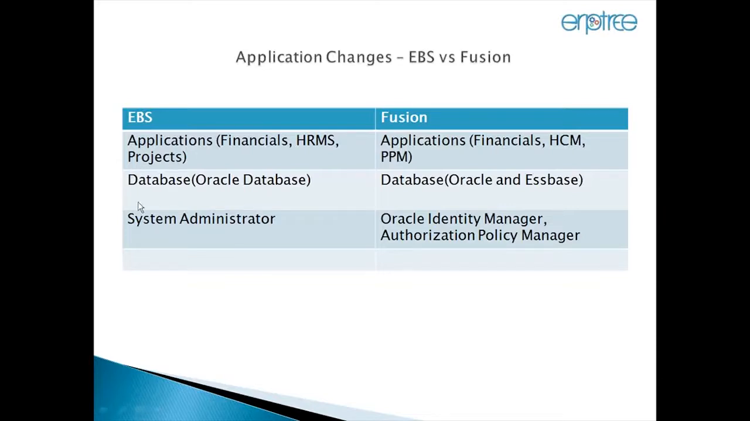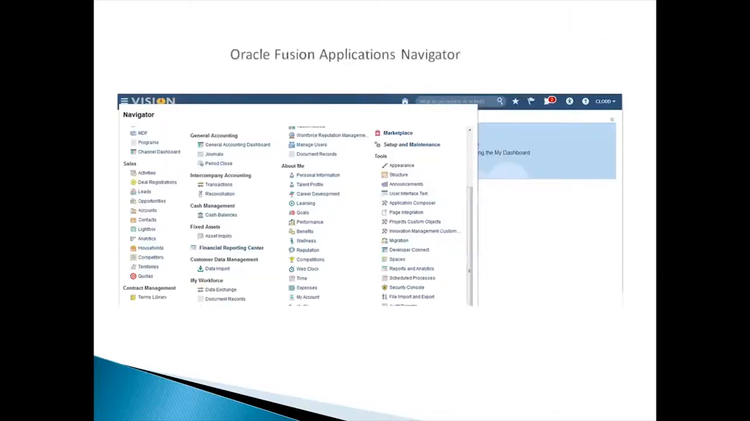In EBS we have a database called Oracle database. In Fusion, along with the Oracle database, we also have an S-based database. Why we have that, we'll discuss as part of our sessions. And for the system administrator in EBS, in Fusion we have Oracle Entity Manager and Authorization Policy Manager, which are equal to the system administrator. In the latest release they made some changes also, which we'll discuss as part of our classes.